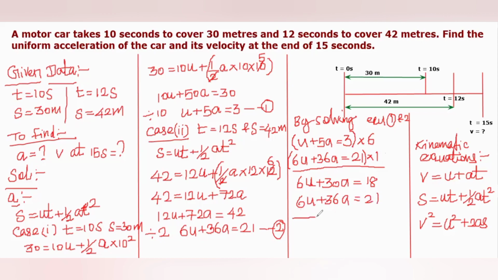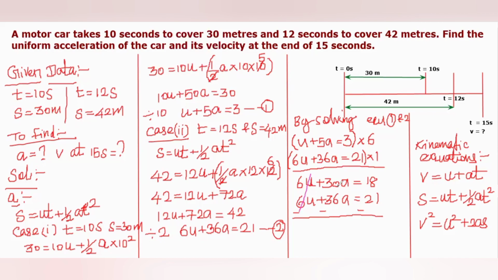Now, to eliminate any one of the unknowns, here also 6u, here also 6u. In these equations there are two unknowns, u and a. So first we are going to cancel one unknown, simply u. So minus, change the sign of the second equation. Here 6u, here also 6u, so we can cancel the 6u.